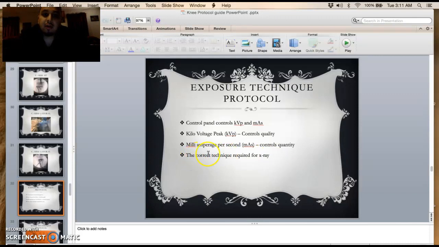And obviously the correct technique is required for a good image. Too little or too much of a technique is always going to hurt the patient. If there's too much, you're giving the patient a lot of dose. If there's too little, the image is not diagnostic enough, so you would have to repeat it, again giving the patient more dose. So it's very important to know what's your protocol technique.